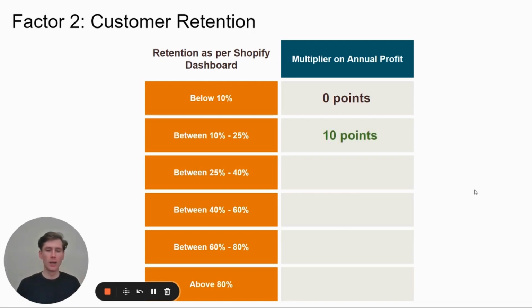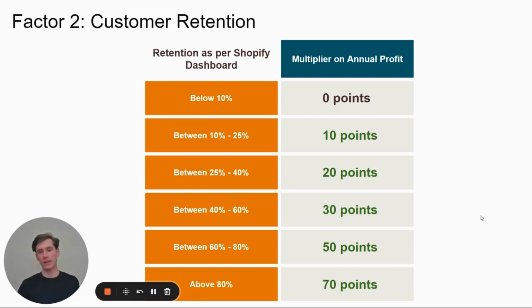However, if you're above 10% and up to 25%, I think that's 10 points that you can give yourself. Between 25 to 40%, that's 20 points. Again, the usual spiel here: between 40 to 60, 30 points, 60 to 80, 50 points, and above 80%, 70 points. So that's an even bigger gap, at which point you must really have a subscription product. And I think that just makes your store a much stronger business ultimately, right?